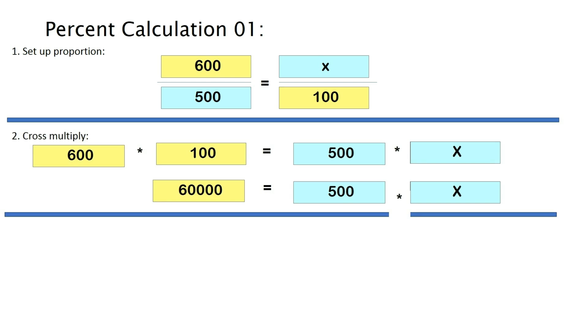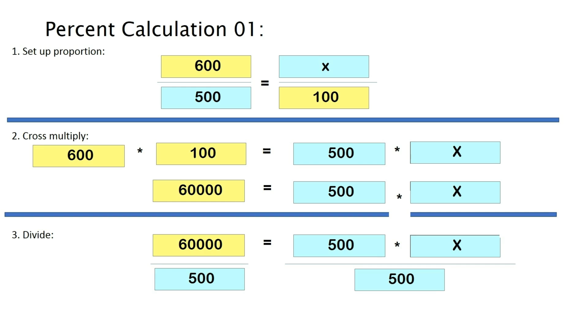So the yellow is 600 times 100 equals 500 times x. 600 times 100 is 60,000 equals 500x. The next piece of this is where we divide both sides by 500, and it's the same thing we've been doing. So this is 60,000 divided by 500 equals 500x divided by 500. We get 120. Now what does that actually tell us?